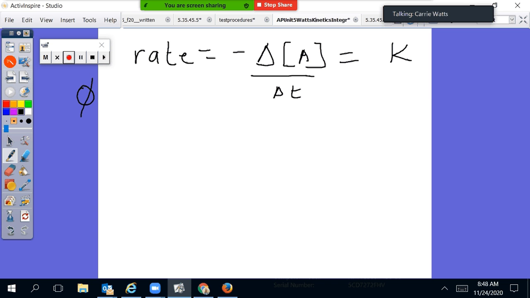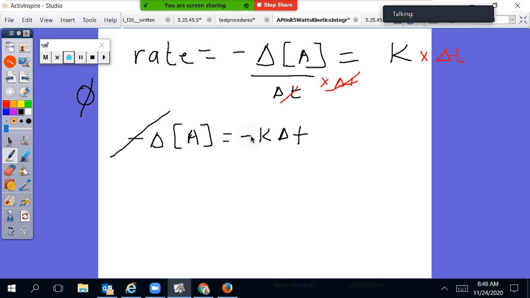Now, we can multiply both sides by delta T to get rid of it over here. And now we have negative delta A. Now, instead of the negative here, what I'm going to do is get rid of it over here and put it over here. So now I have delta A equals negative K delta T.